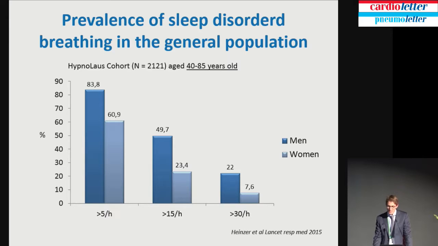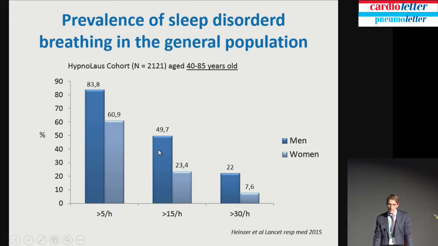So if you take a threshold of apnea-hypopnea index of 5 or more, what the Wisconsin sleep cohort study did, most of our subjects had some sleep apnea, like 83% of the men and 60% of the women, which is much more than what we expected. And if we had a younger population, probably it would be lower, but in these 40 to 85 years old, this is what we found.